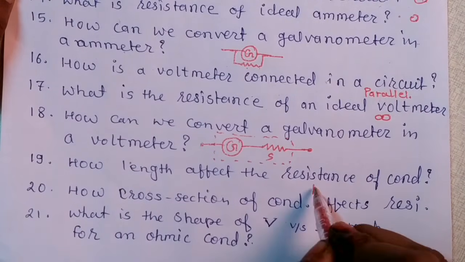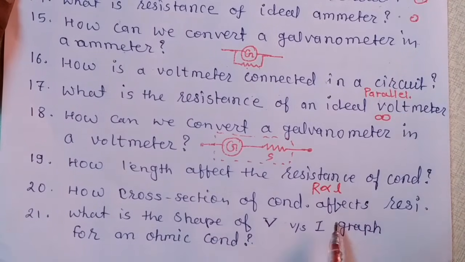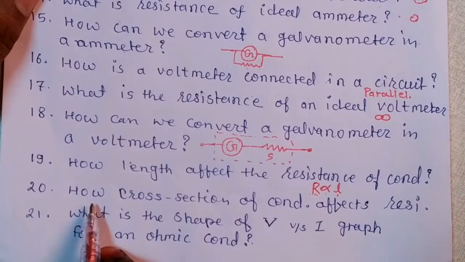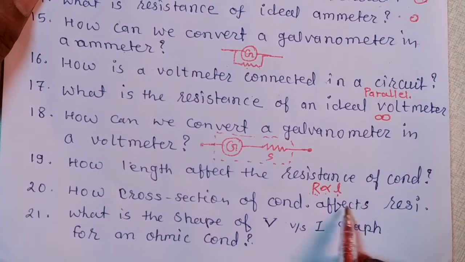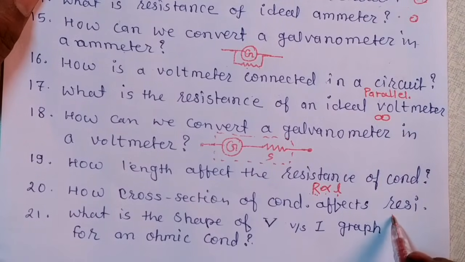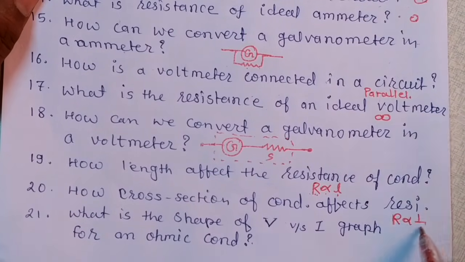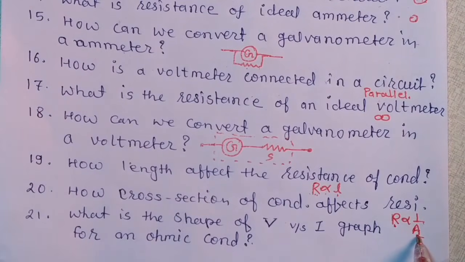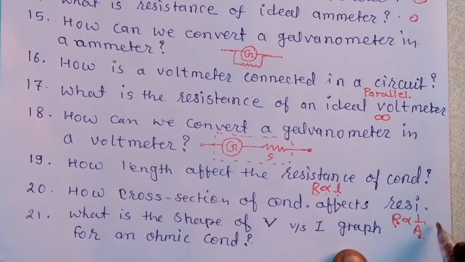As we have already studied, R is proportional to L. If length increases, resistance also increases, and if length decreases, resistance also decreases. It is directly proportional. How does the cross section of a conductor affect resistance? It is inversely proportional to the cross section. If the cross-sectional area of the conductor is high, resistance will be low, and if the cross-sectional area is less, resistance will be high.